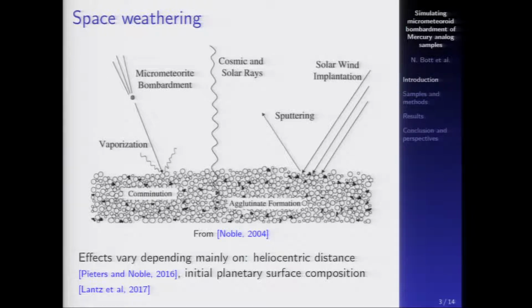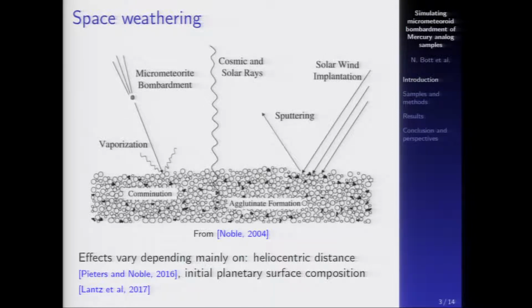So what is space weathering? Space weathering refers to processes that occur on the surface of airless bodies, and we can identify three main processes. First, micrometeorite bombardment, which is basically dust particles that hit the surface at very high velocities. Second, the solar wind irradiation. And the last one is the cosmic and solar ray irradiation. Today we will talk about the first one, micrometeorite bombardment.